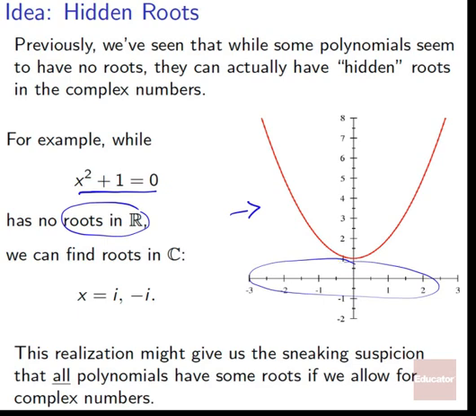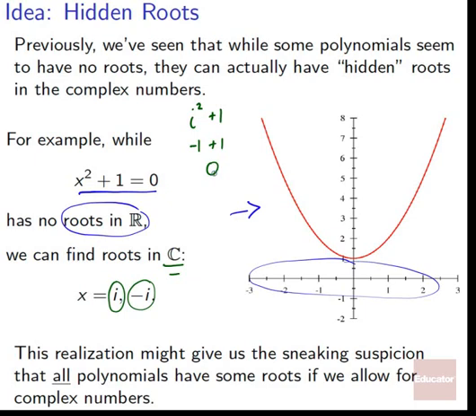But if we switch into the complex numbers, we find roots, right? We find i and negative i work. For example, i squared plus 1 becomes negative 1 plus 1, so we get 0. I, the imaginary number, squared becomes negative 1, plus 1, so we get 0. Hey, look, that's a solution. Same thing would happen if we took negative i and squared that.